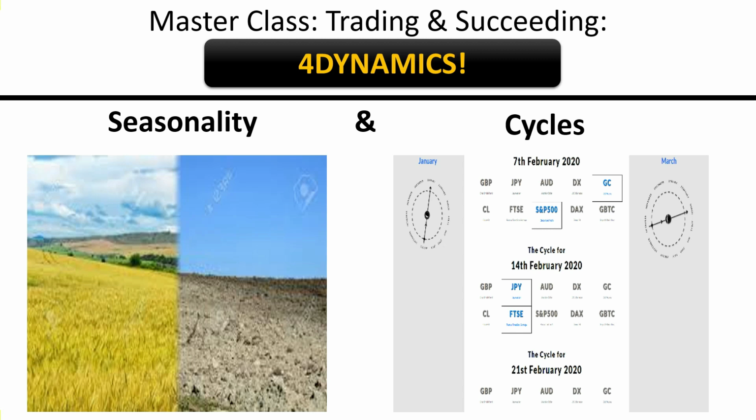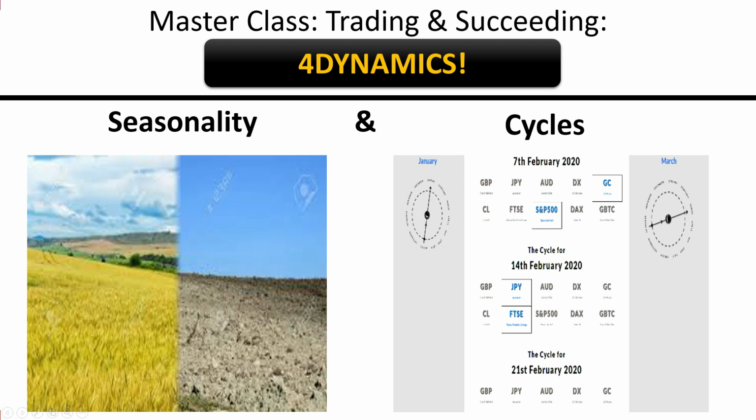The next one is cycles. But what are cycles? Well, cycles are exactly like seasonality, but cycles in human society. What happened a year ago? What happened 5 years ago, 7 years ago, 10 years ago, 14 years ago, 20 years ago? And we have our own proprietary software that explains all of this. And don't worry, I'm going to show you all, but I'm just explaining exactly what they are, so you can get an understanding to start with. And the first dynamic is seasonality and cycles.